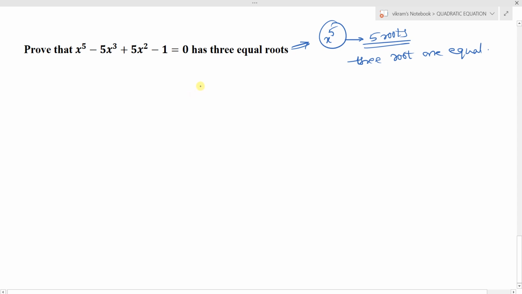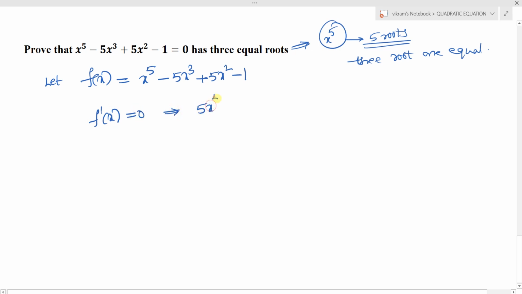So first consider, let f of x equal to x power 5 minus 5x cube plus 5x square minus 1. Next, find the first derivative, f dash of x, and equate to 0. So we obtain 5x power 4 minus 15x square plus 10x.